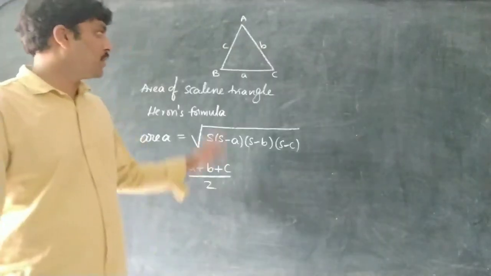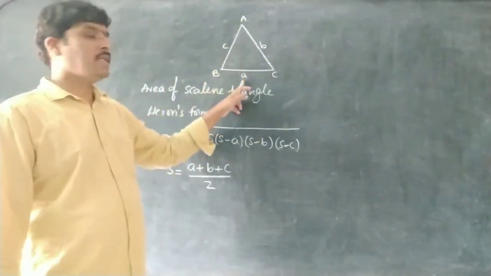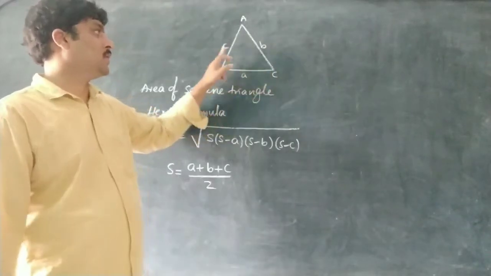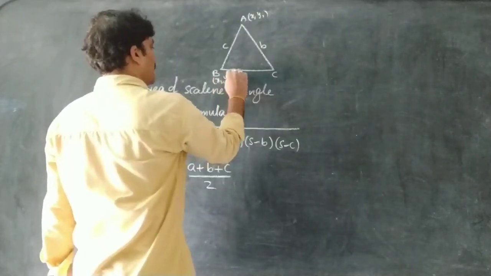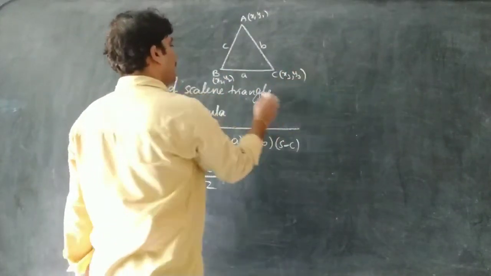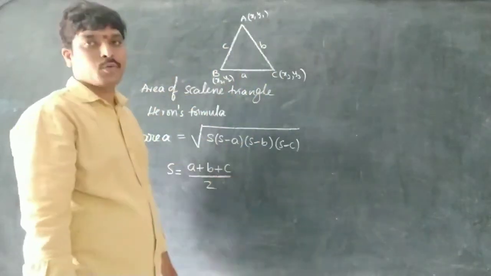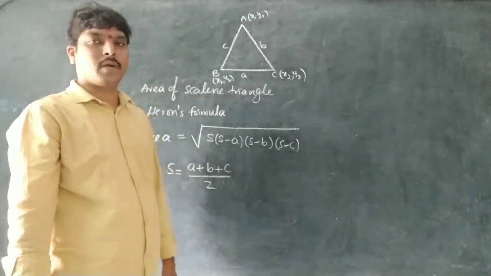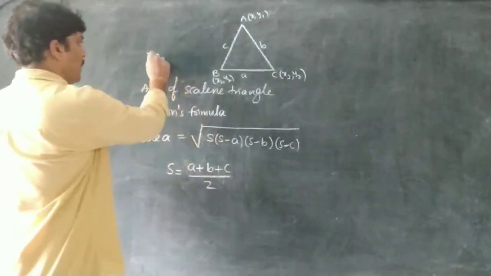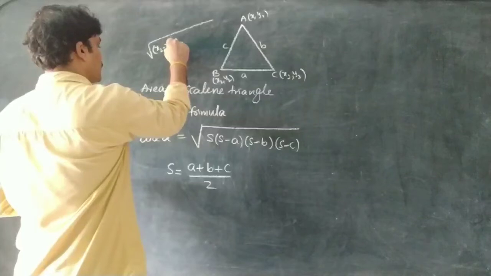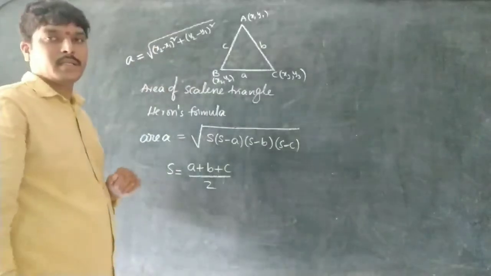Find the area of scalene triangle. Scalene means different sides. A, opposite side is a. B, opposite side is b. C, opposite side is c. If they are given x1, y1, here it is x2, y2. Here it is x3, y3. First, you can find the length of the sides by using distance formula. Square root of x2 minus x1 whole square plus y2 minus y1 whole square. That is 3 sides you can find by using this formula. Find a, b, c. They are sides.